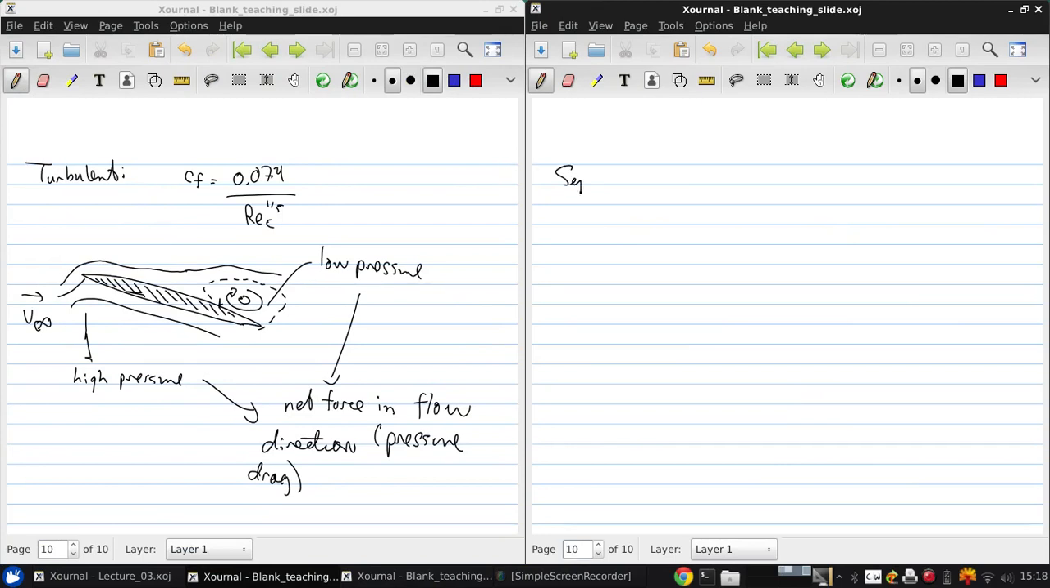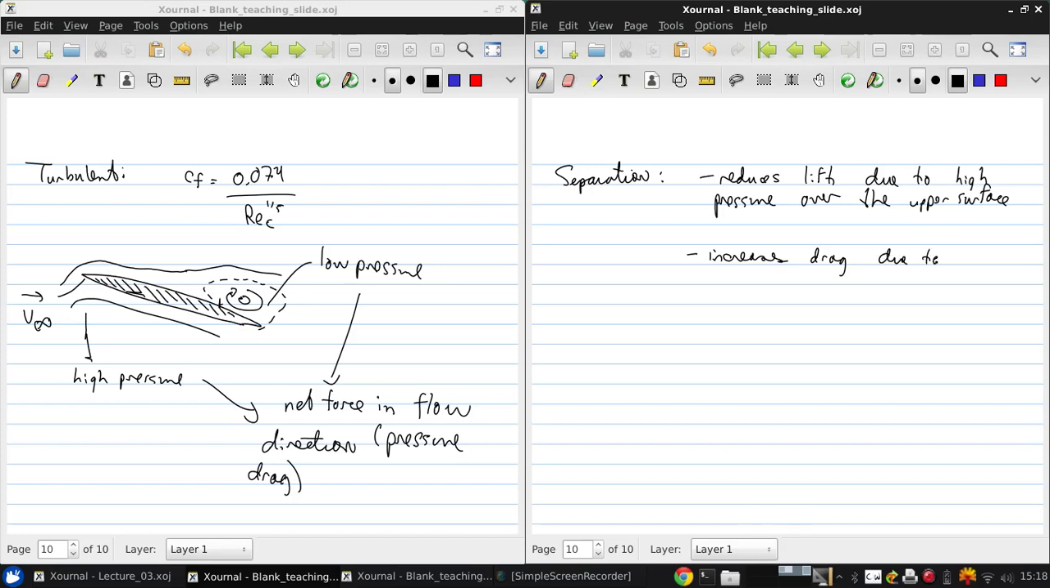Now, basically, the result of the separation is twofold. It reduces lift, and this is due to high pressure over the forward part of the upper surface. And it increases drag, due to low pressure near the trailing edge.